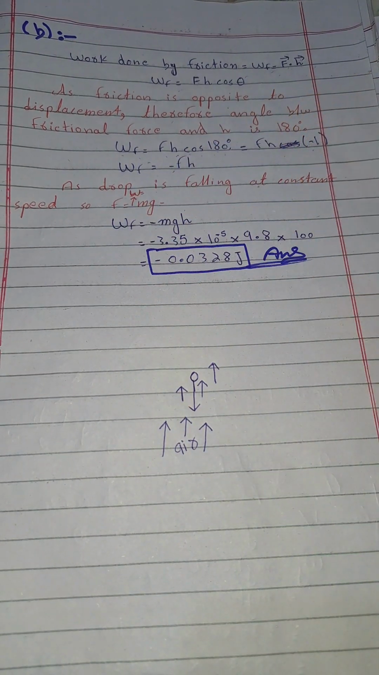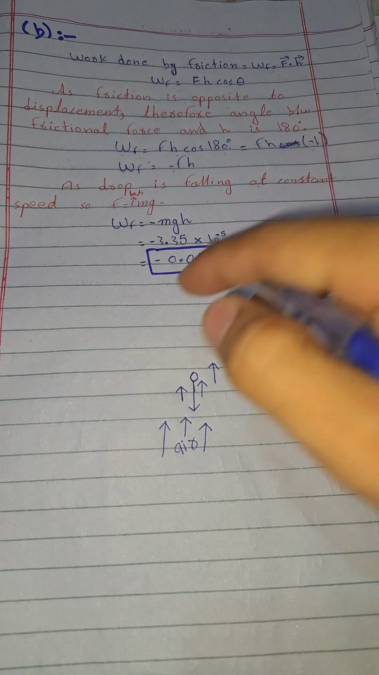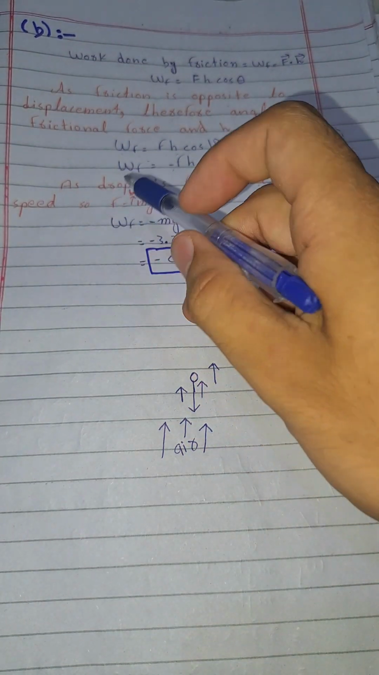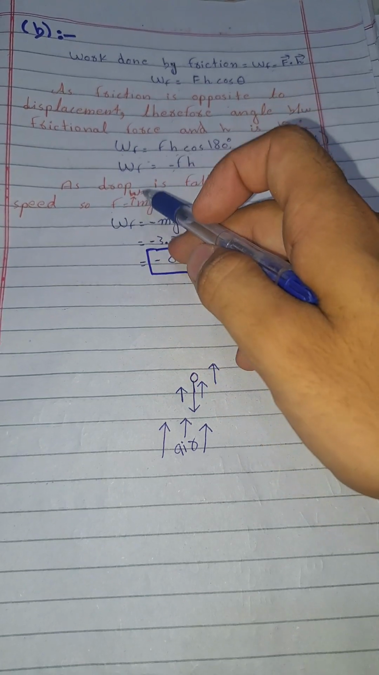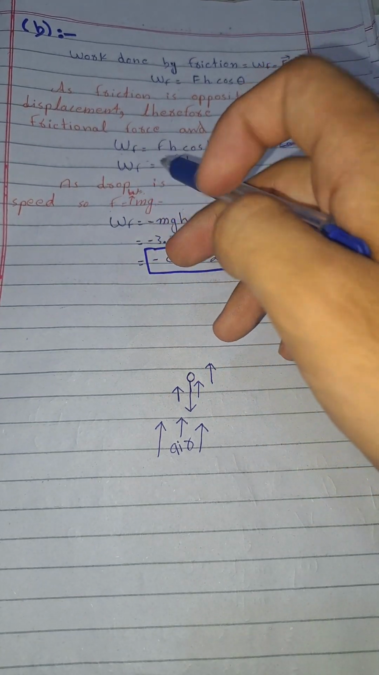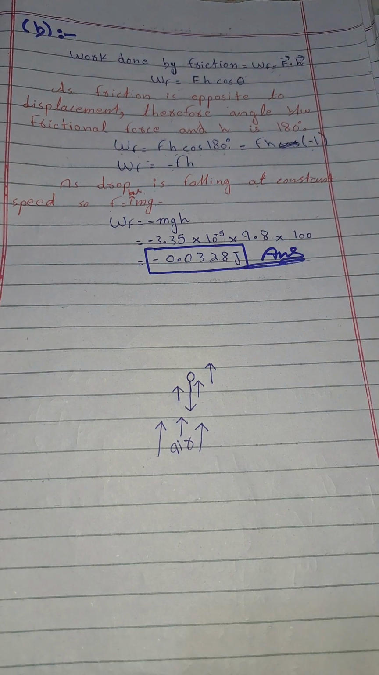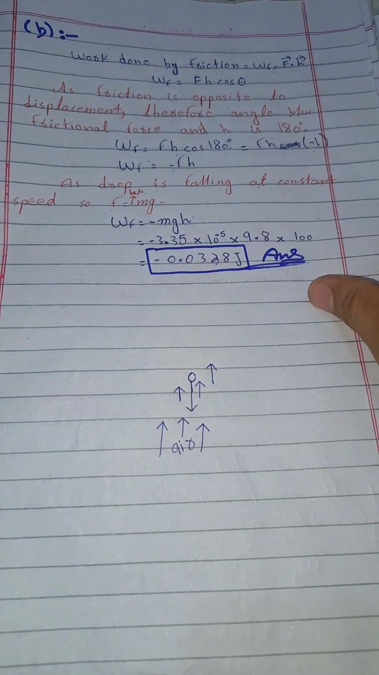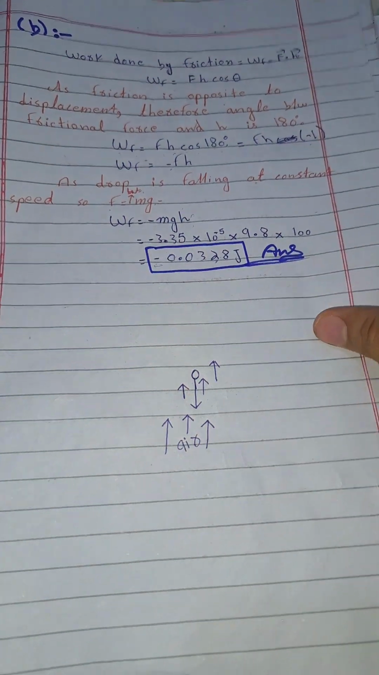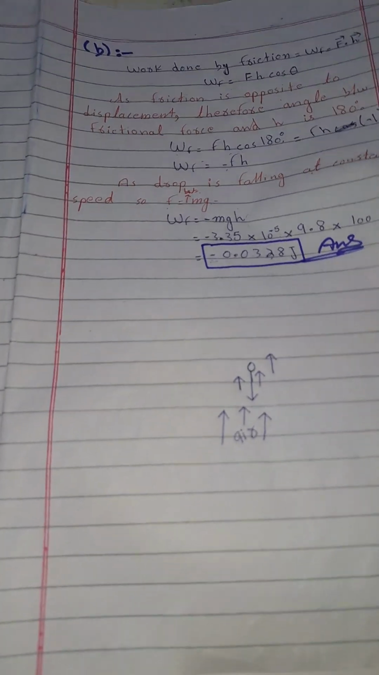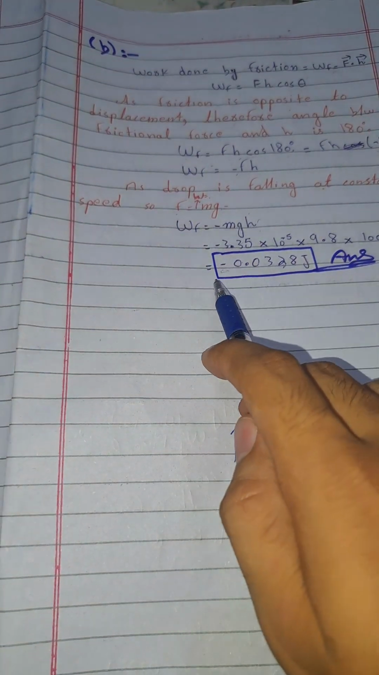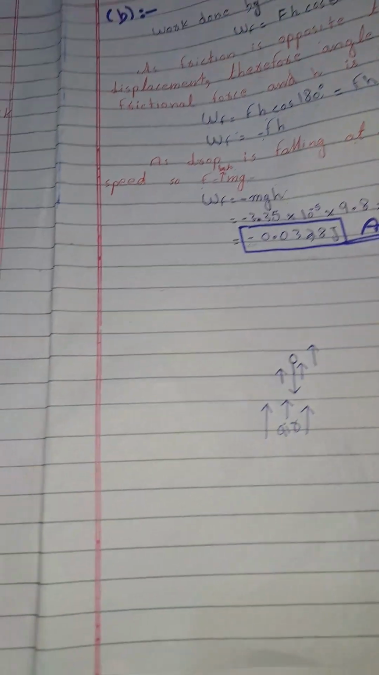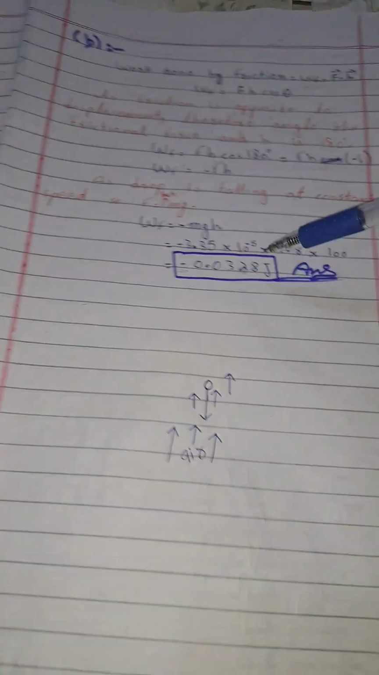The drop is falling at constant speed as written in the statement at the start. Due to this, force is equal to weight and weight is equal to mg. I already discussed this in the first part of the problem. Now simply by putting the values of mg and h, we get the same answer as in the first part, but with a difference of sign. In the previous part it is positive and here negative.